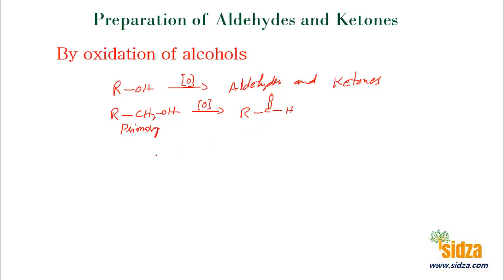And if you have a secondary alcohol, like R CH R and OH, now if you oxidize this molecule, it gets converted into C double bond O with 2 R groups, that means you get a ketone. So you get a ketone by the oxidation of secondary alcohols. From primary alcohols you get aldehydes, from secondary alcohols you get ketones.